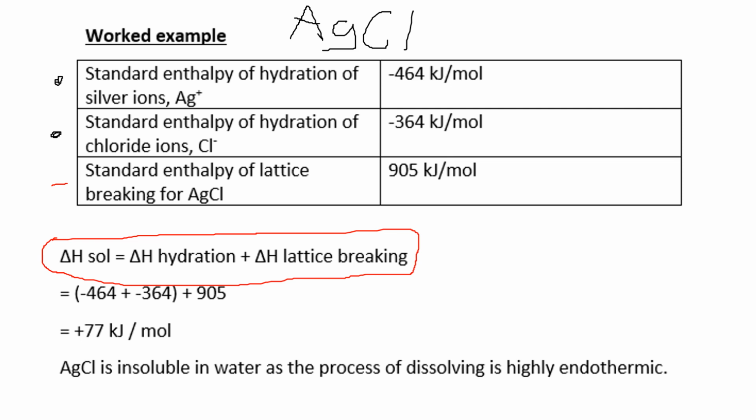Now if delta H sol is positive, that's a really good indicator that the compound is not going to dissolve in water. And if delta H sol is negative, that's a really good indicator that it will dissolve in water. And because it's a positive number here, it's insoluble as the process of dissolving is highly endothermic. Now, this isn't factoring in entropy, but it's a really good indicator.